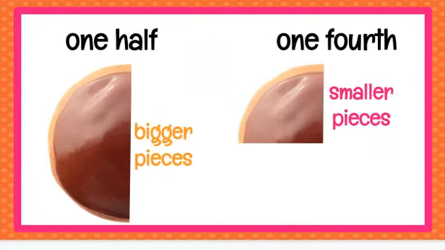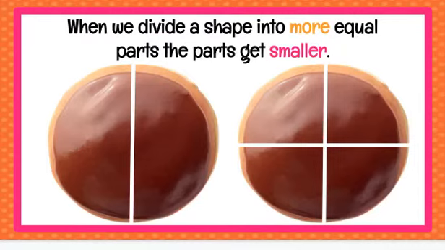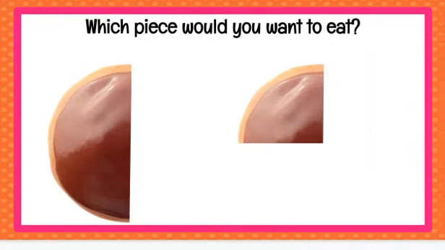Well, when I look at it, I see that 1/2 is bigger than 1/4. So when we have halves, they are bigger pieces than 1/4. When we divide a shape into more equal parts, the parts get smaller. So as you can see, where we have our fourths, the parts got smaller than when we had our halves. We had to cut those halves again to get fourths, and it made our pieces smaller, just like we see in this picture.